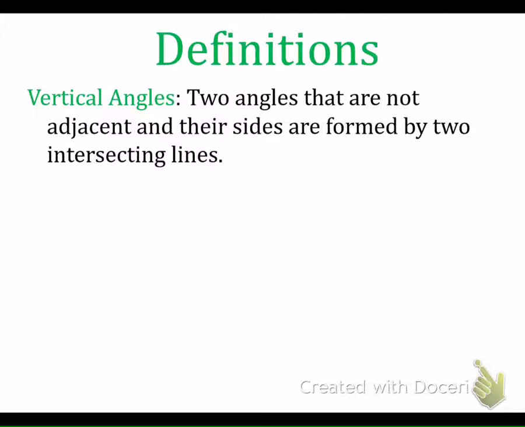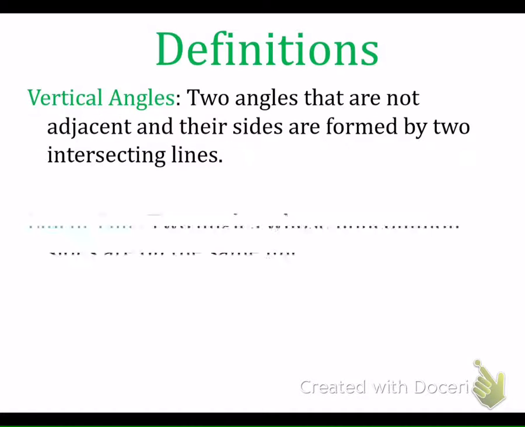So if you remember, the angles that were across from one another had the same measure. The angles right next to each other added to 180. If you remember that, you're going to be good to go today. All right? But we got to define these things first. We don't just call them the angles across from each other. They do have a special name. They're called vertical angles. It's two angles that are not adjacent, and their sides are formed by two intersecting lines.